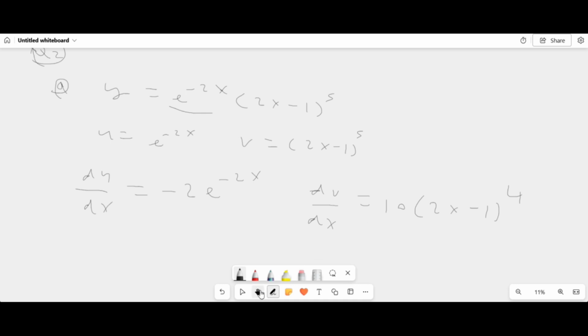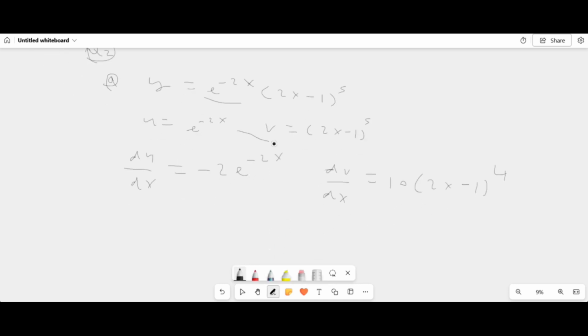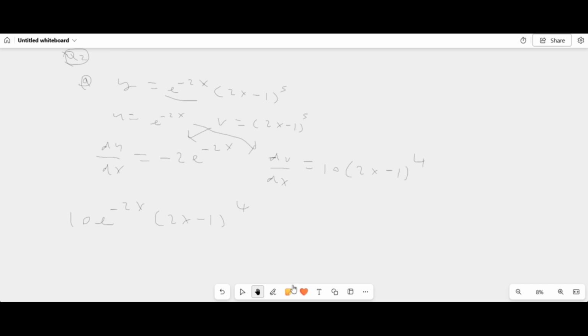Alright, and now basically we can do the same thing here. So times that there and times that there. So times u by dv. U by dv is going to be 10e to the power minus 2x here, open bracket, 2x minus 1 to the power 4. And then v times du is going to be, I'll just write it like this, plus minus 2e to the power minus 2x here.